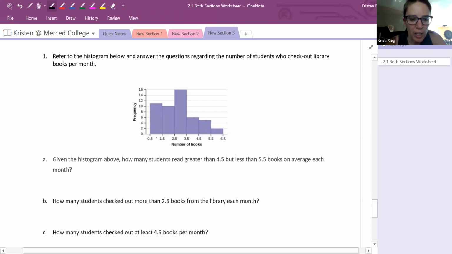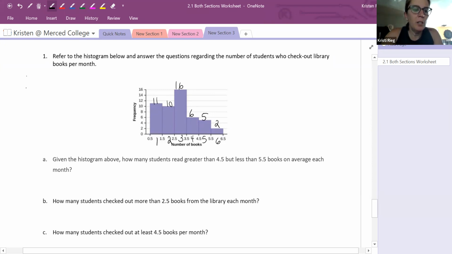So how many students checked out one book? I can see it's 11 because it's halfway between 10 and 12. How many students checked out two books? Then that would be 10. 3 books would be 16. 4 books, I'm just doing all of them right now, and then I'll talk about why there's the decimals. 5 books, looks like it has a height of 5, and 6 books has a height of 2.